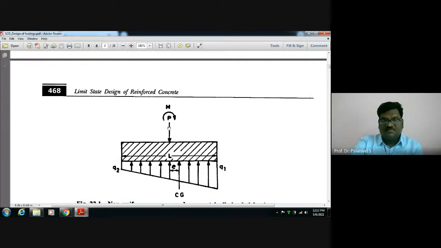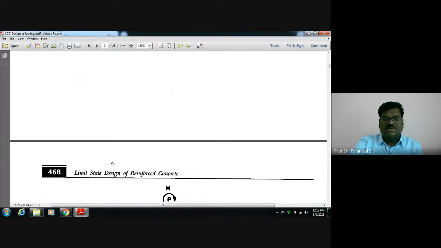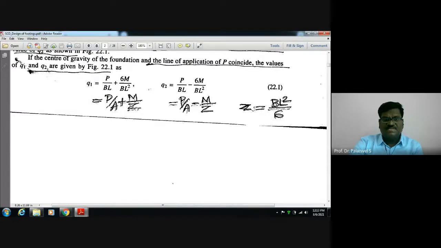The column is subject to axial force P as well as moment M, so the moment is acting like this. Pressure here will be high, here it will be less. But we are treating it as linearly varying. This pressure is say q1 here and q2 here. You know how to get it: q1 equals P by A plus M by Z. You have studied this in the basics of mechanics of solids, about a column subject to moment. Here q2 equals P by A minus M by Z.